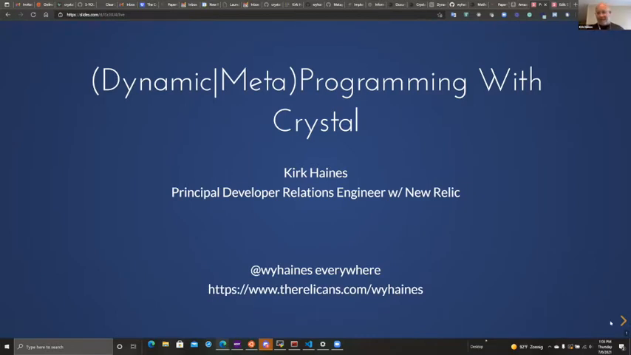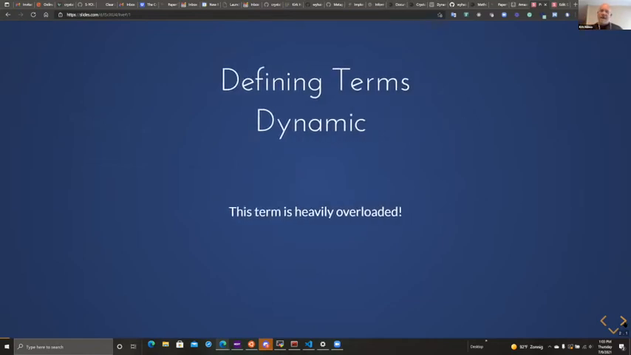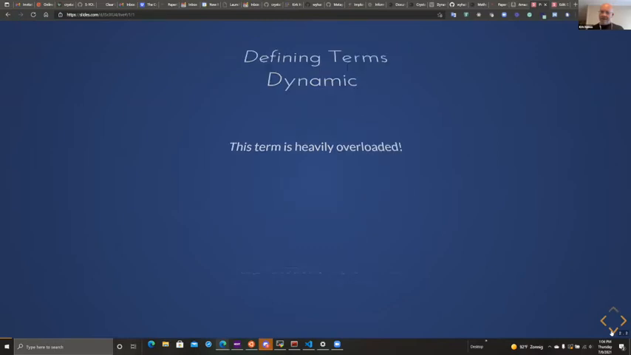So just to dive right in, let's define some terms. The first one is dynamic and dynamic programming. What do I mean by that? The problem with that word dynamic is that it's really heavily overloaded. It means a lot of different things. And if you go and Google it, you're going to find a lot of different definitions that sometimes don't have anything to do with what I'm actually talking about at all.